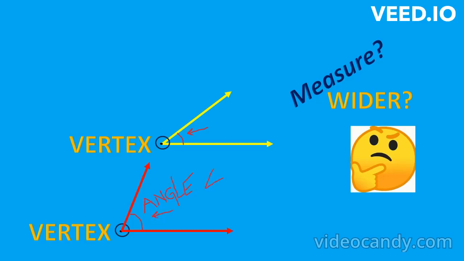It is usually denoted by this symbol, and it is measured in terms of degrees. Say this angle may be 70 degrees. This may be 50 degrees, which is lesser than that. So angle denotes how wide a corner is, how wide a corner where two lines meet is. This is nothing but an angle.